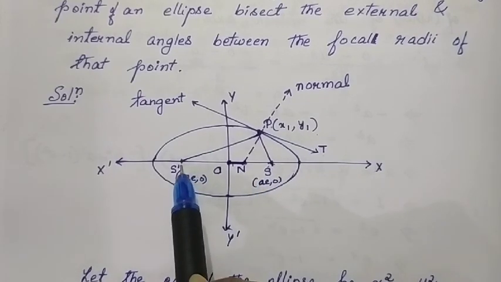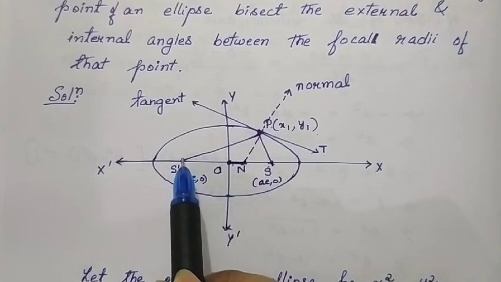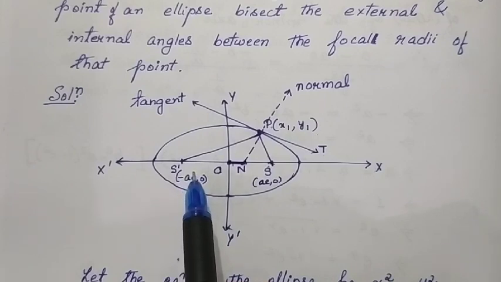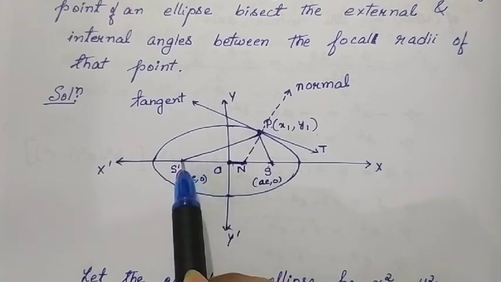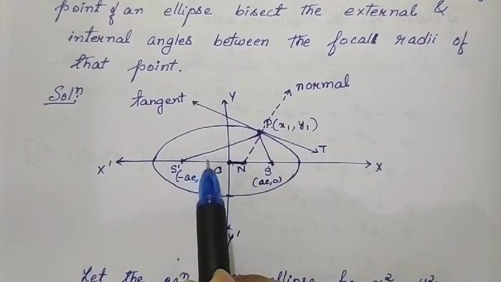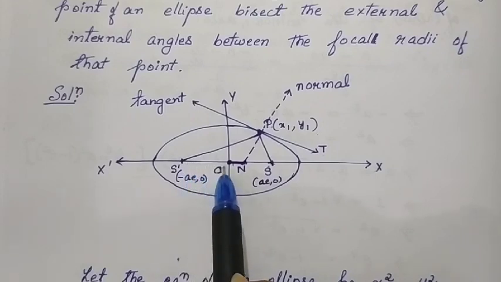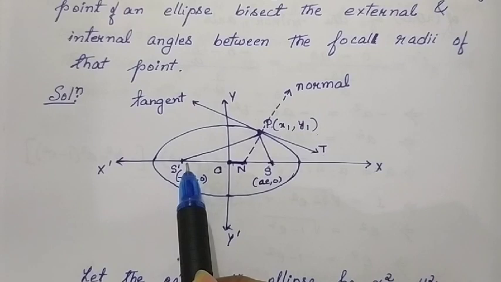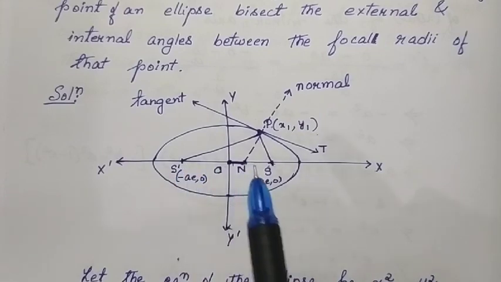And similarly, we will find the value of S dash N. To find S dash N, from O to S dash we have the focus value AE. O to S dash is AE, and our ON we have found just now. So what we will do is just add these two values, ON plus OS dash, and we will get our S dash N.